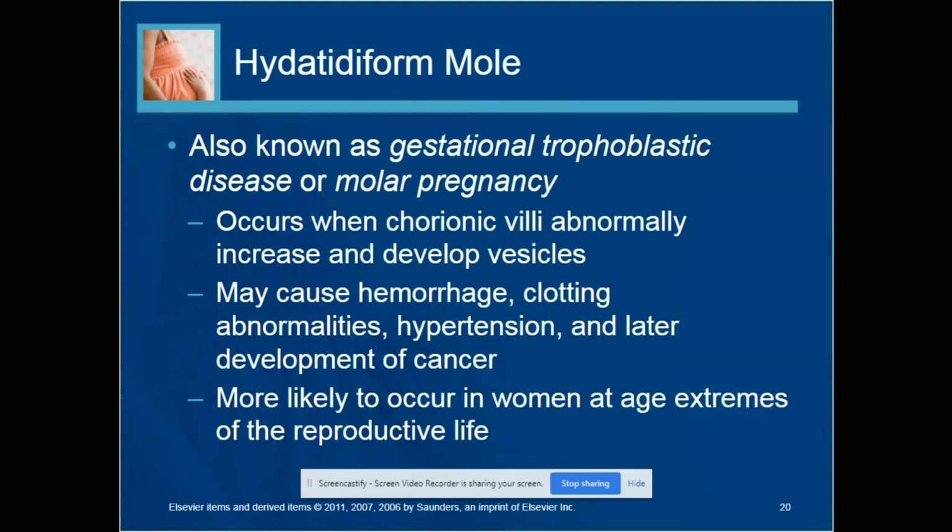It may be complete, with no fetus present, or partial, where only part of the placenta has these characteristic vesicles. So this may cause hemorrhage, clotting abnormalities, hypertension, and possibly a later development of preeclampsia. It's more likely to occur in women at age extremes in the reproductive life, so very young or very old. And they actually may experience signs and symptoms of true pregnancy.